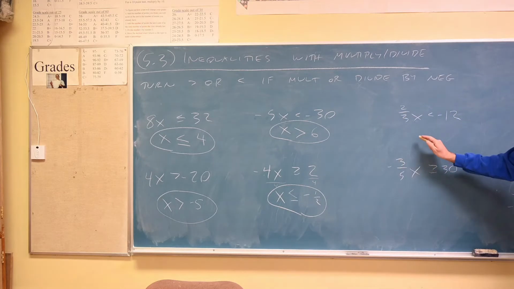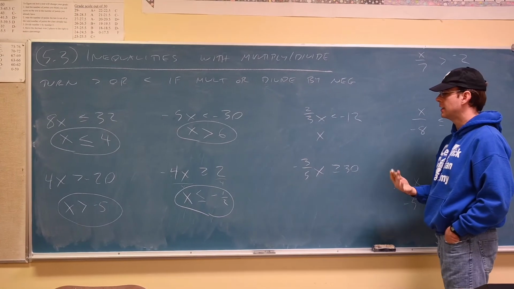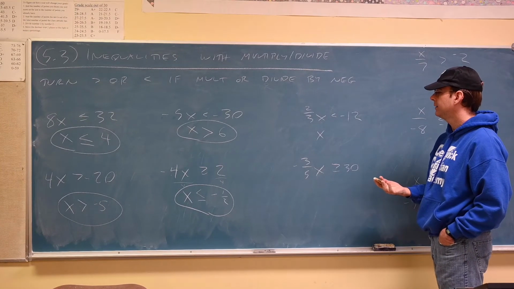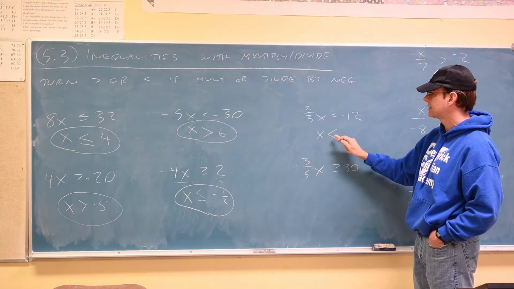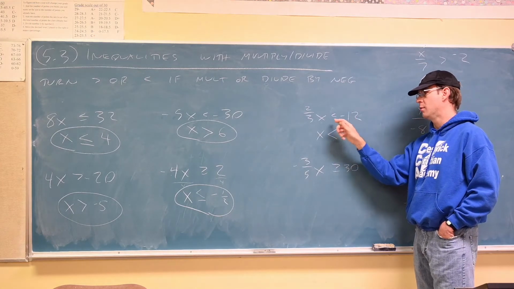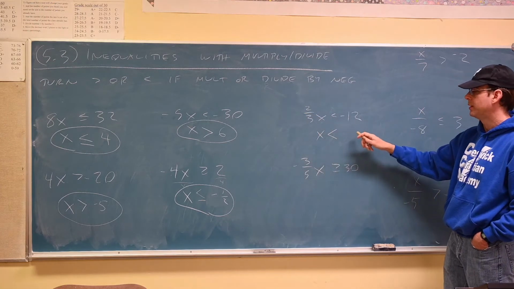Heading to this one, we'll want to get the x alone. There's negatives involved, so the question is turn or no turn. You could ask yourself that question for a second. And the answer comes back no turn on this, leave it as a less than. The negative's not with the variable. If the negative was with the 2/3, then turn, but that's not what happened.